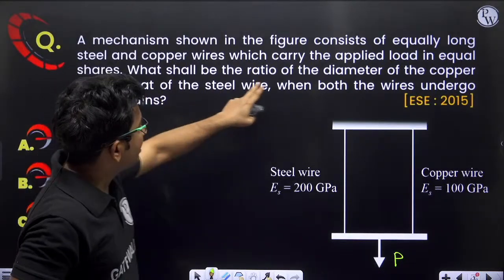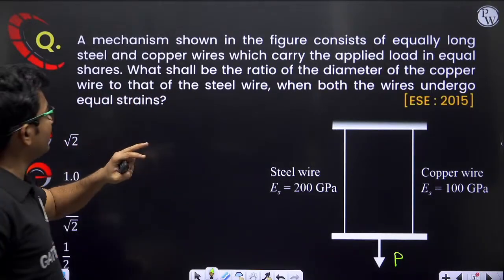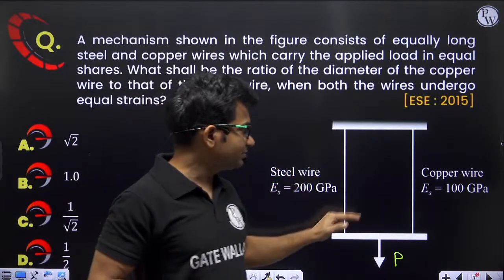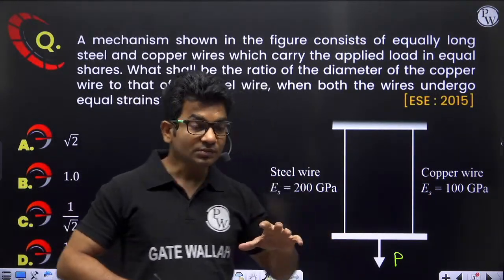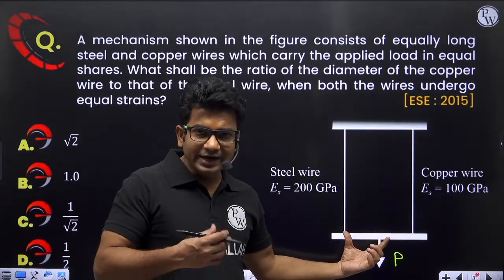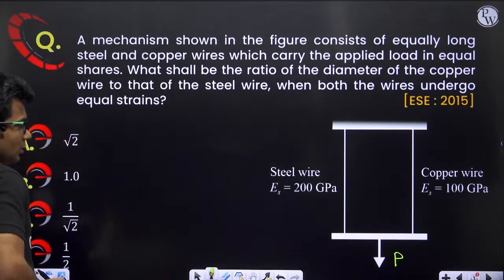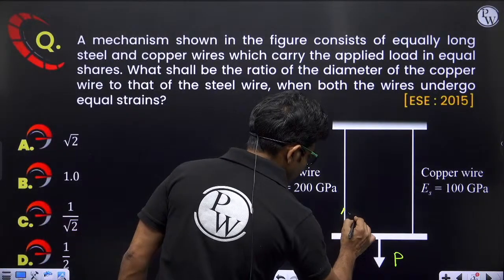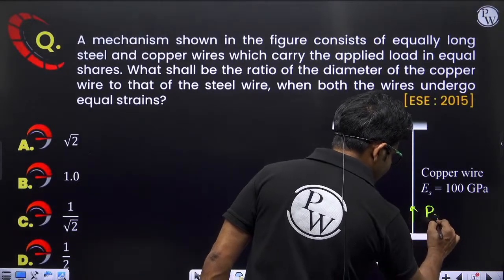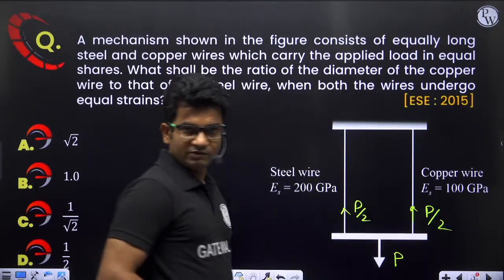Now what shall be the ratio of the diameter of the copper wire to that of the steel wire when both the wires undergo equal strains? So one more thing is given, that they will be getting an equal amount of strain. The strain will be the same. Here the force in the steel wire will be P by 2, and the force in the copper wire will be P by 2. So P by 2 force will be in both the wires.